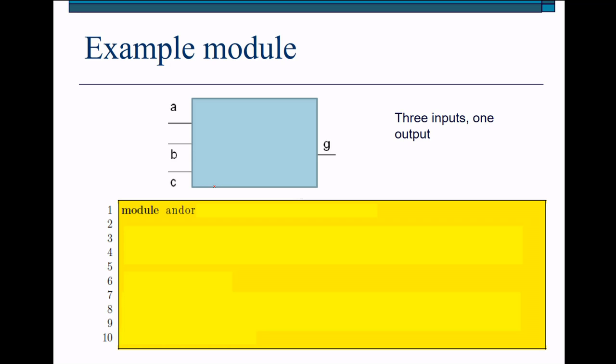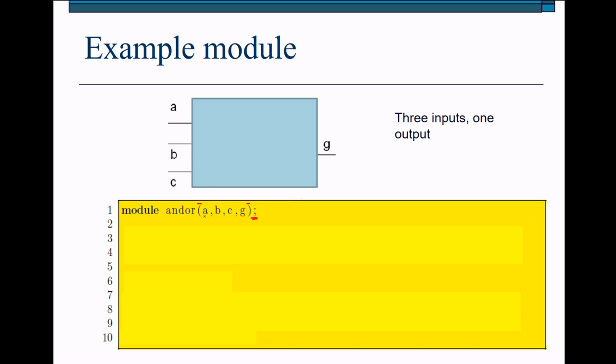In defining our module, the next part is the port list. This is a comma-separated list of identifiers enclosed in brackets. And the identifiers used are the labels we've given to the inputs and the output. In this example, A, B, C, and G. And the list of identifiers are separated with commas. The comma-separated list is enclosed in brackets, and following the closing bracket, we have a semicolon.